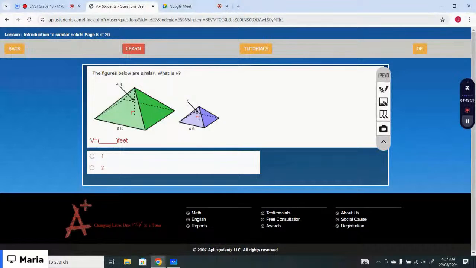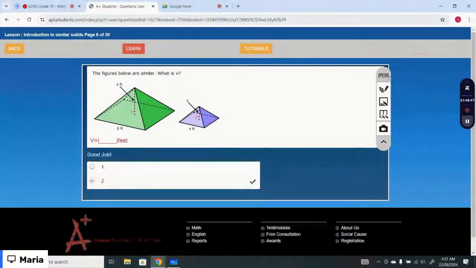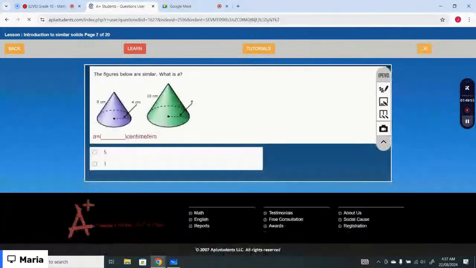The correct option is, yes, 2 is the correct option. Option number 2 is the correct option. The answer is 2, right? The figures below are similar. What is A? So, which is the correct option?